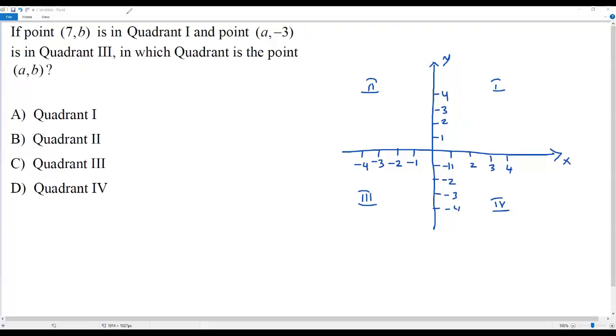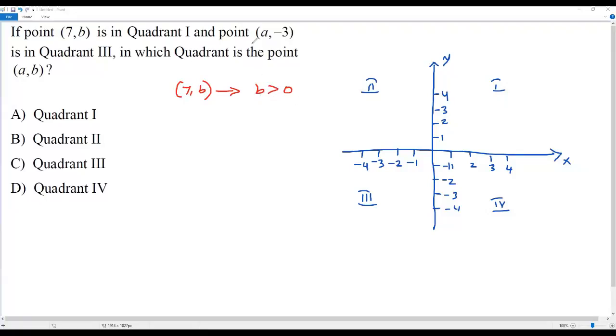Okay, here, the first point (7, b) is in quadrant 1. In all the points we have in quadrant 1, both the x coordinate and y coordinate will be positive. So here we have the point (7, b). Since all the y coordinates are positive, the y coordinate in the point (7, b) must be positive. So the value of b has to be greater than 0.